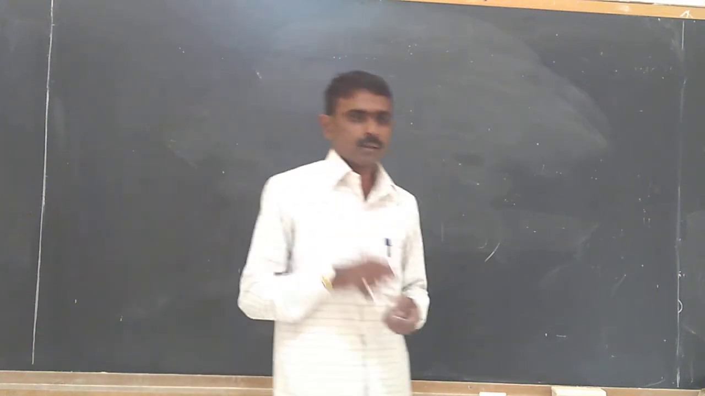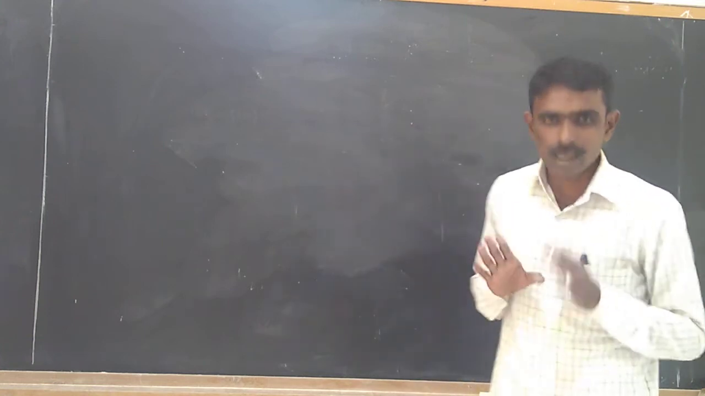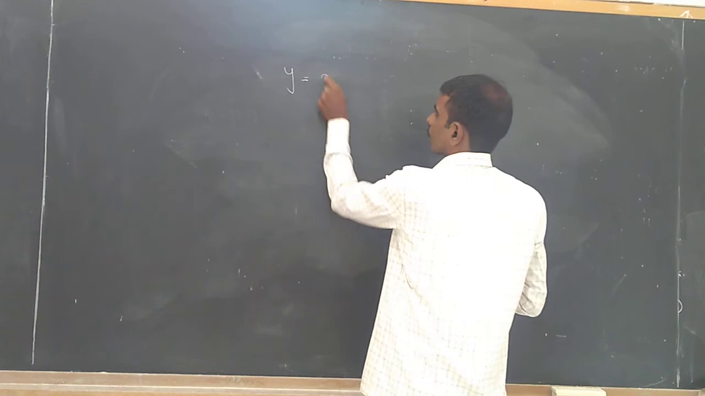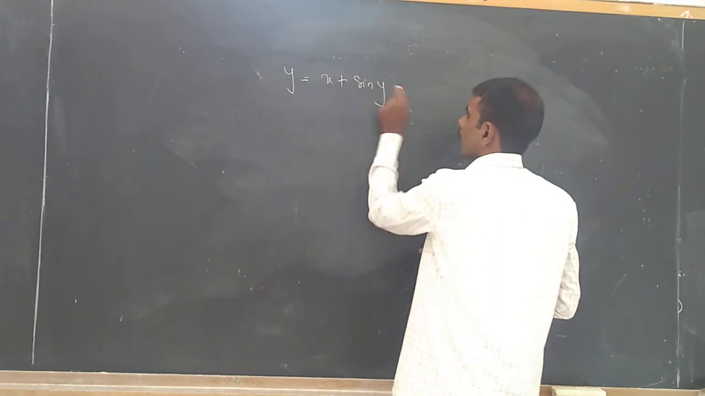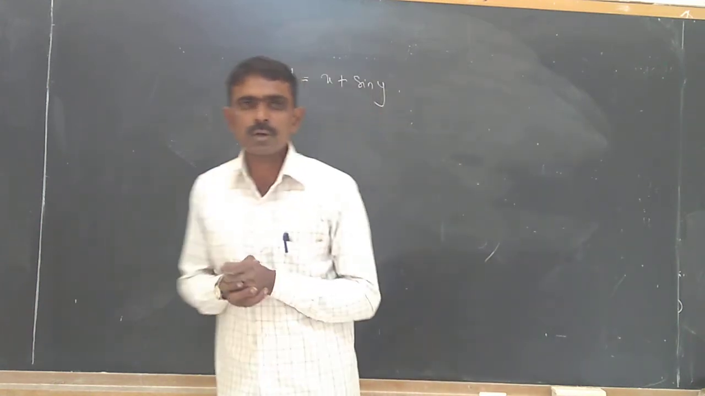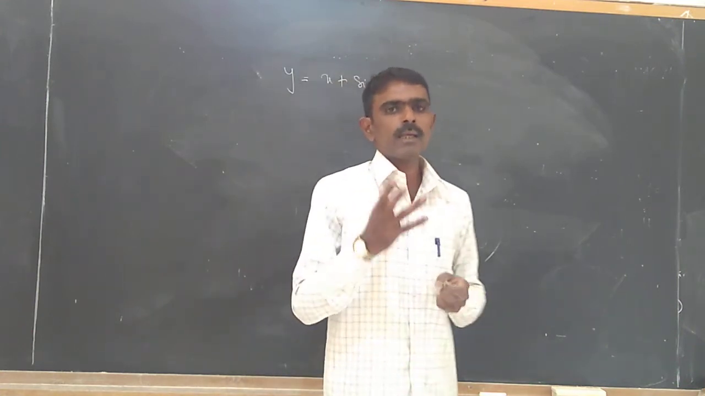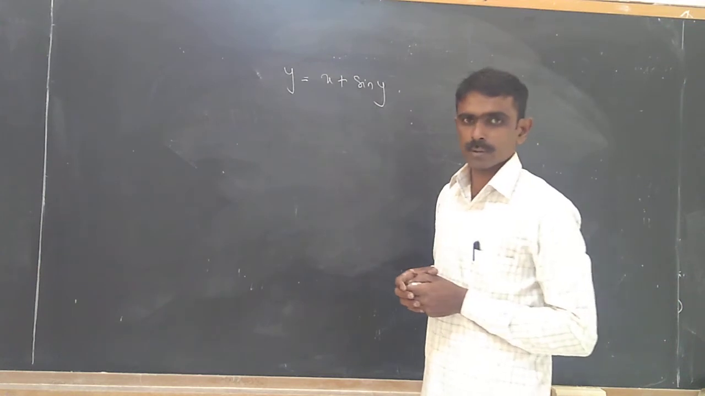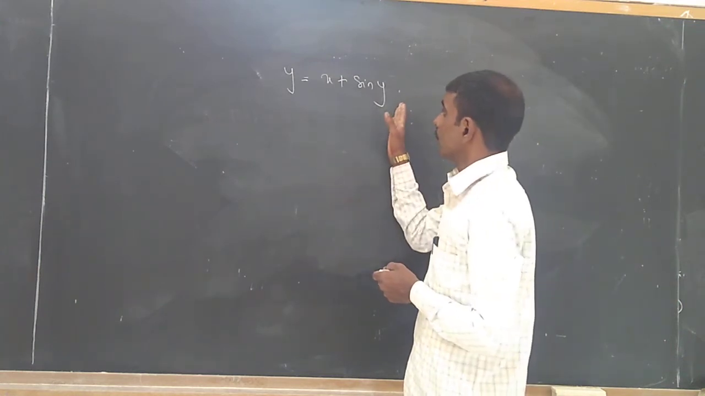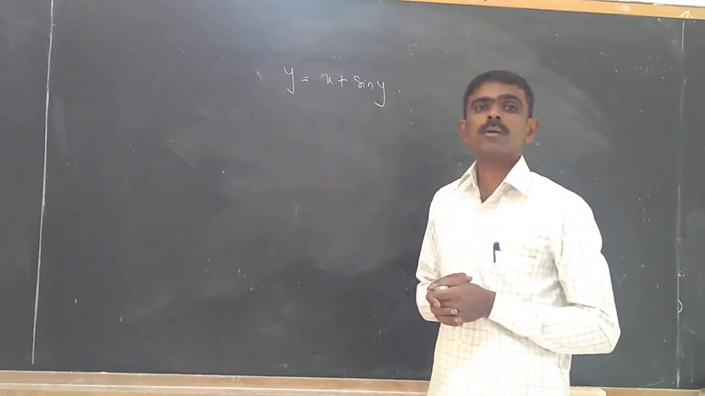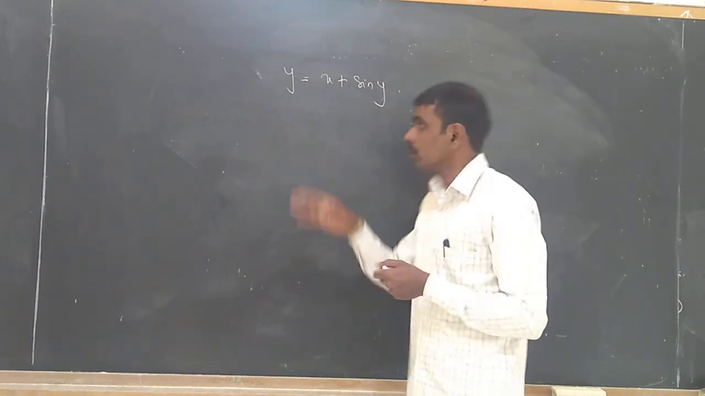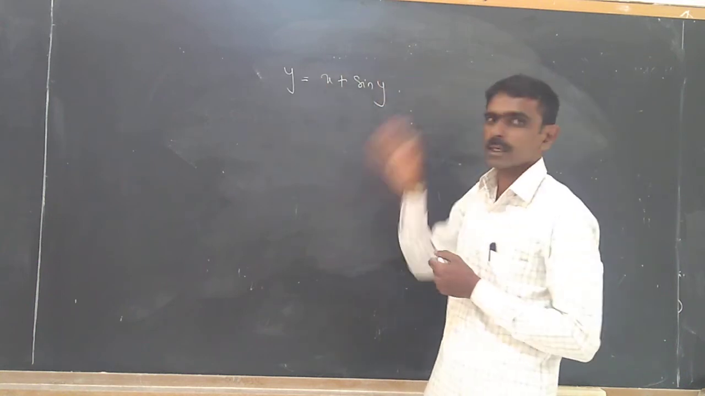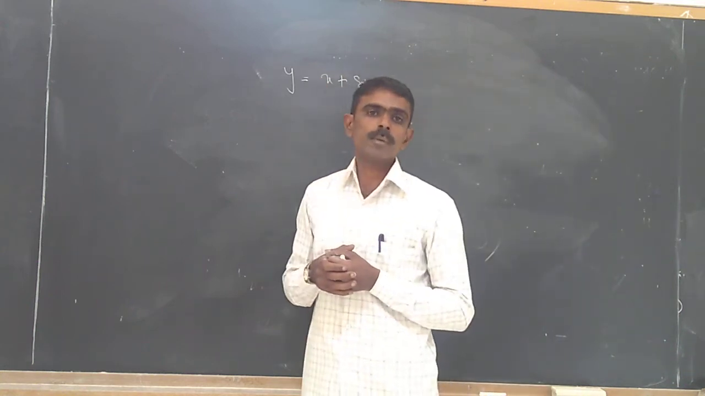Now, let me take a very simple example and differentiate it. y is equals to x plus sine y. This happens to be an implicit function because the variable y is not directly expressed in terms of the variable x, or you can also take it in a reverse way. The variable x is not directly expressed in terms of the variable y.